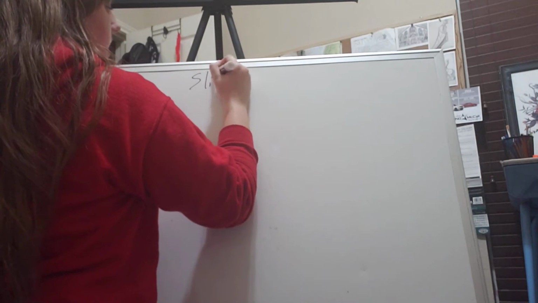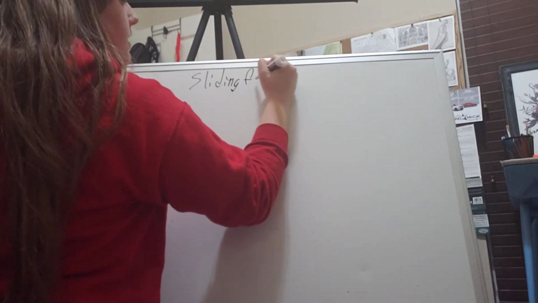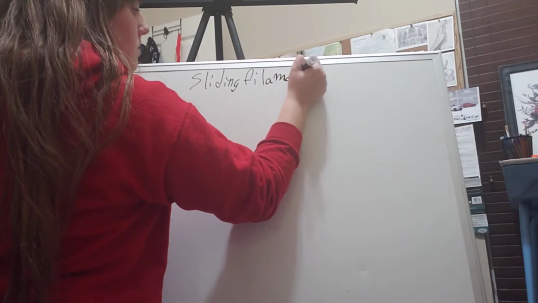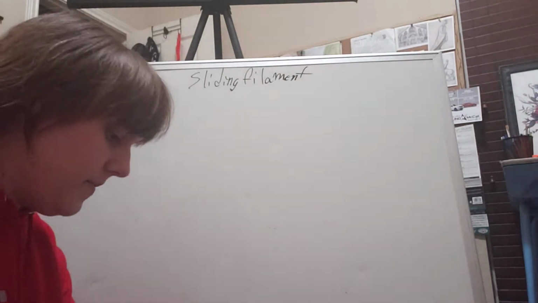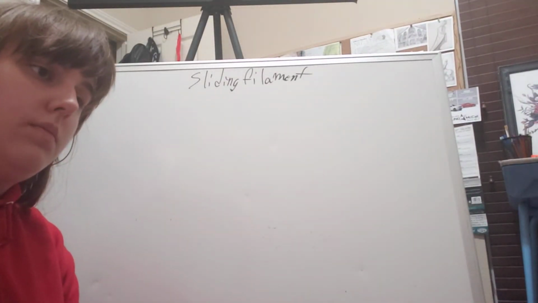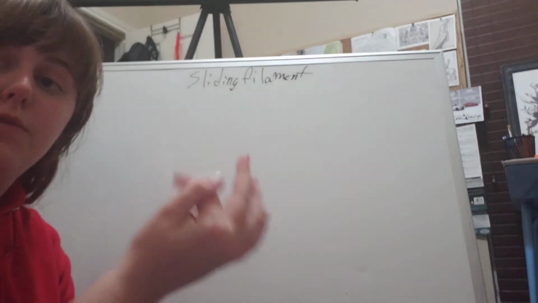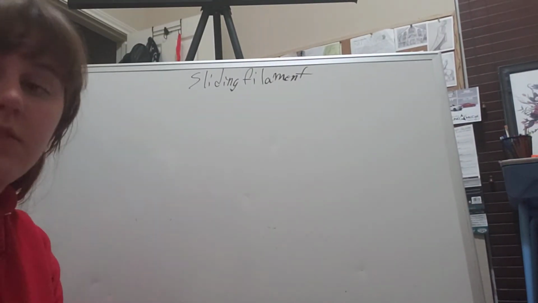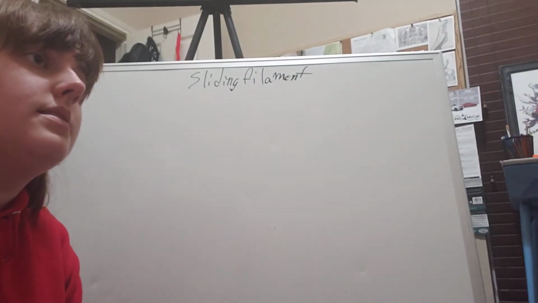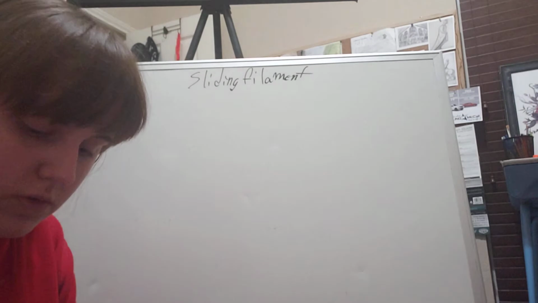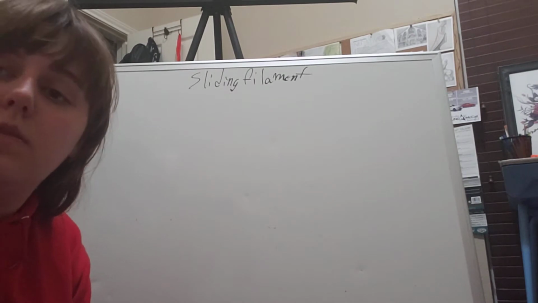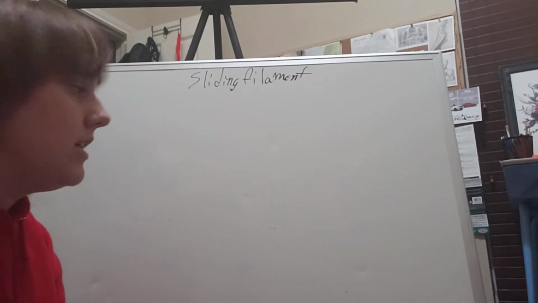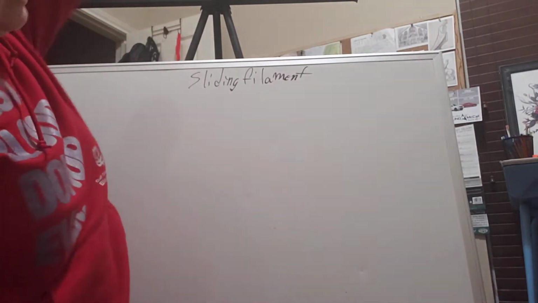Today we will be talking about the sliding filament mechanism, which is how your muscles contract. When your body's sensory neurons receive input, it is sent up to the CNS, or the central nervous system, and it sends the signal back out through the motor neurons to effectors like muscles and glands. Those muscles and glands may contract or they may relax, but we're going to be talking about how it contracts using this sliding filament mechanism.